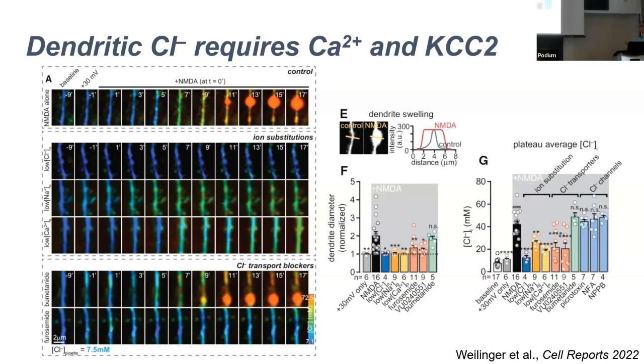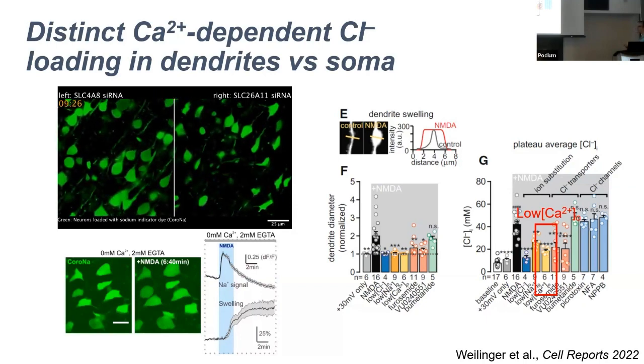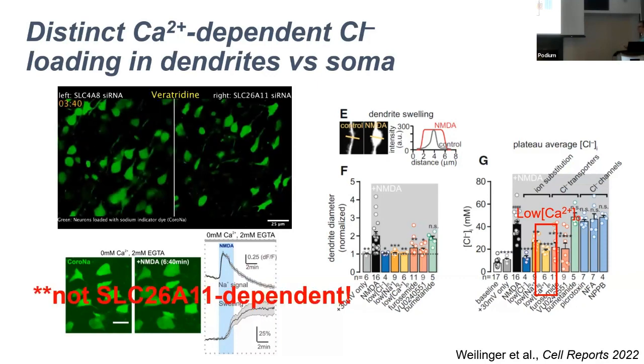This is an example of an analysis of the extent of swelling in the dendrite. We get swelling in NMDA. It's reduced in low chloride, low sodium, low calcium, and by inhibiting KCC2 with both furosemide and a more specific inhibitor, VU0240551. The steady state chloride is also reduced in the same way. But again, when we're trying to think about the mechanism, it seems like there's an involvement of KCC2 and an involvement of calcium, which is different from this somatic mechanism. So what's going on here?